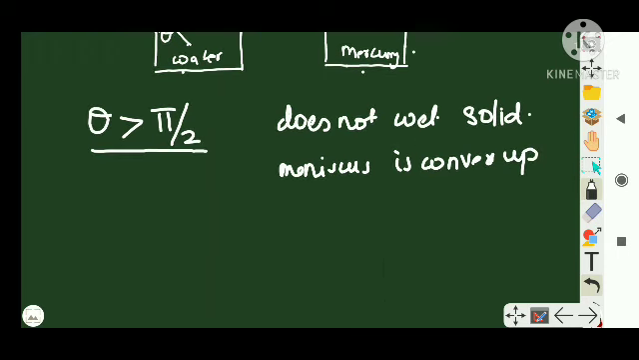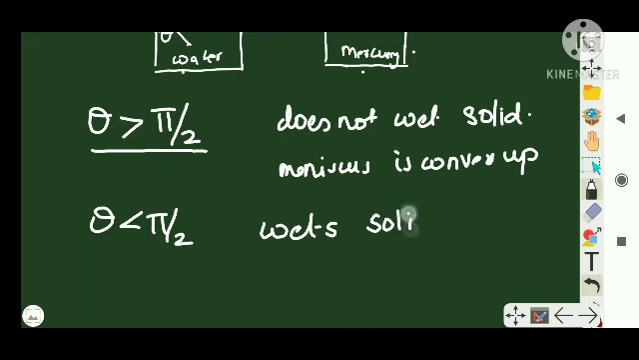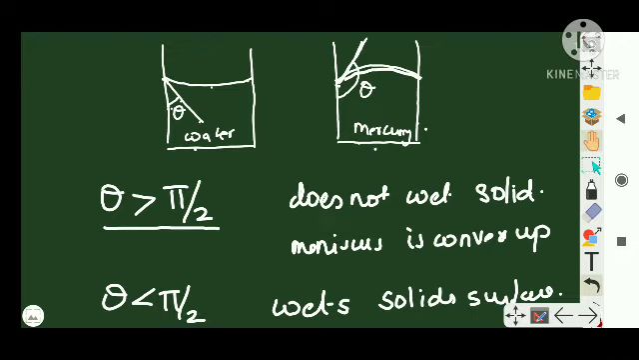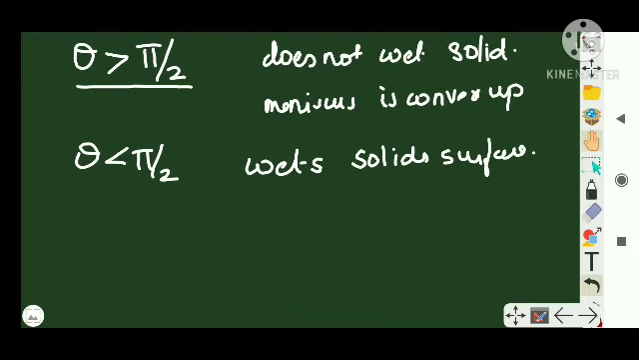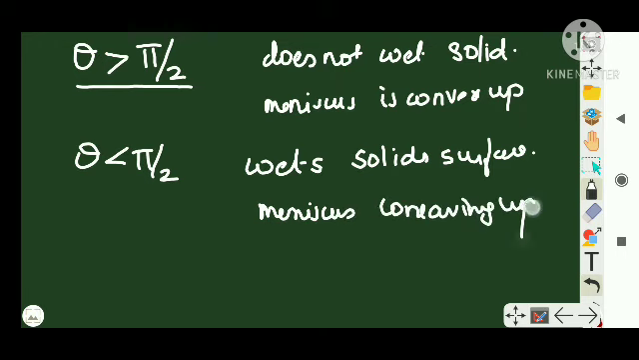Now when theta is less than 90, this will be opposite. It wets, just like water wets the solid surface, and it will be concaving up like this. In the case of water, this is concaving up. So the meniscus is concaving up. Simple.